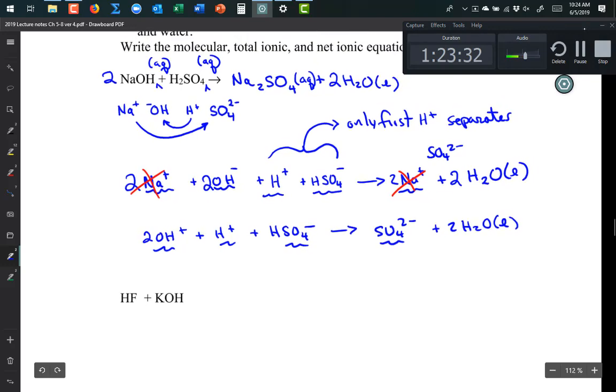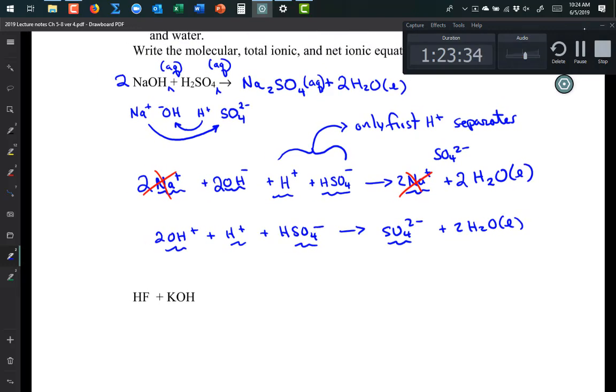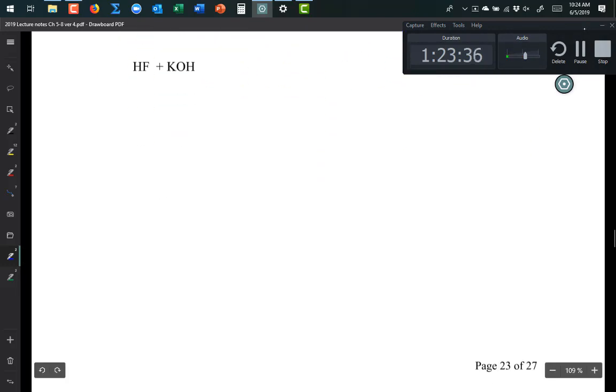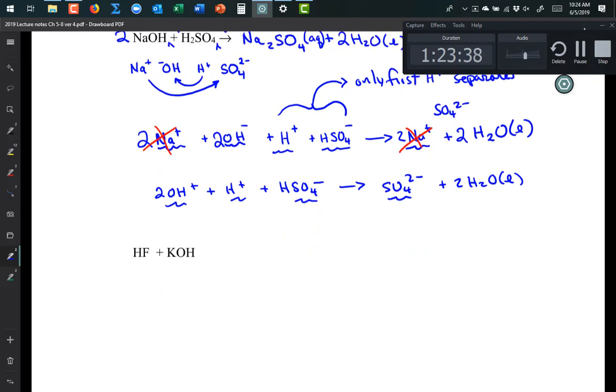Okay, we'll do one more. I think we just have one more. Yeah, just the one more. So this is what I want you to do. Predict the products and then balance it. It's not going to be hard to balance this one. And then write the complete ionic and the net ionic. And I'll just make the little side note here. HF is weak.